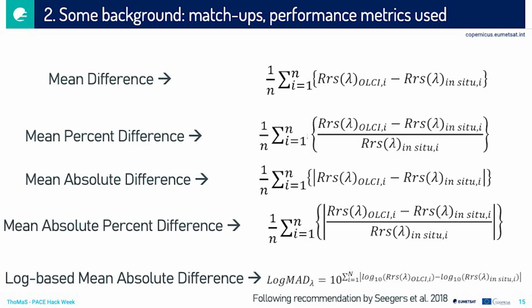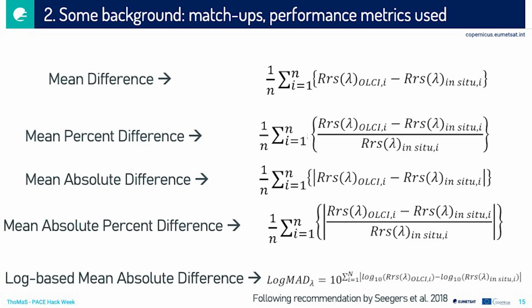So these are just a summary of the performance metrics that we use, that are reported after ThoMaS is run. These are mean differences, either percentual or non-percentual or absolute, or let's say all these possible combinations, which are comparing the satellite and the in-situ sources. And then we have the log-based, let's say, transformed, following a recommendation by Bridget Seegers.